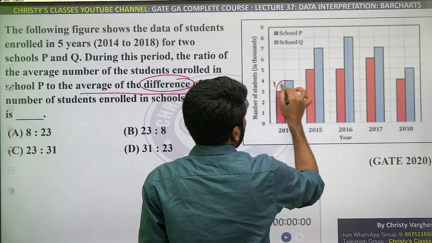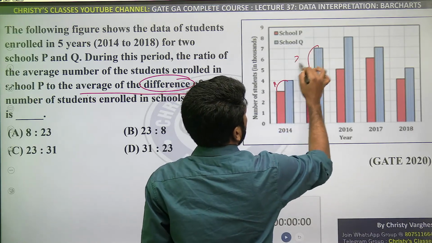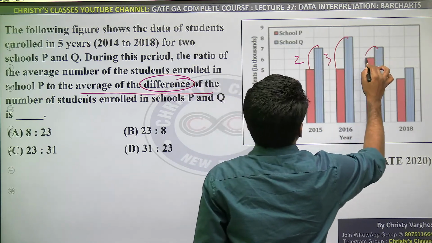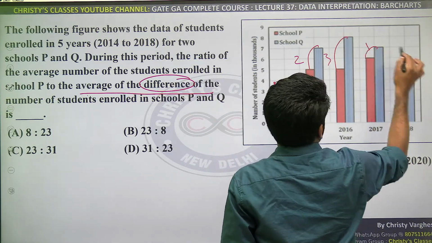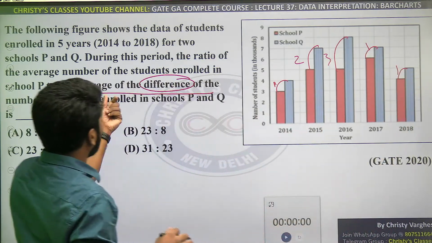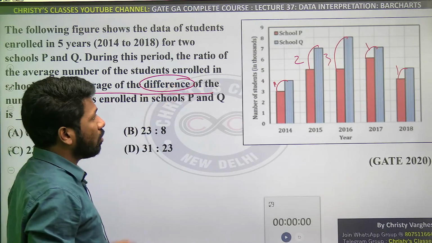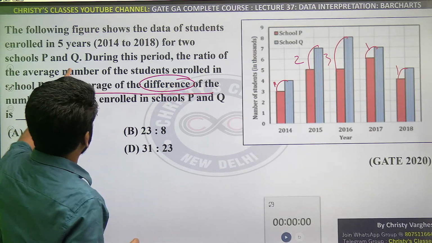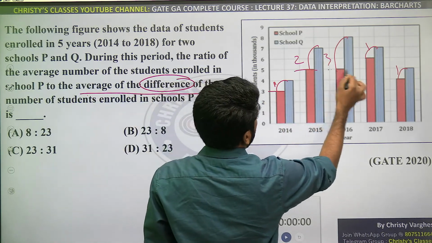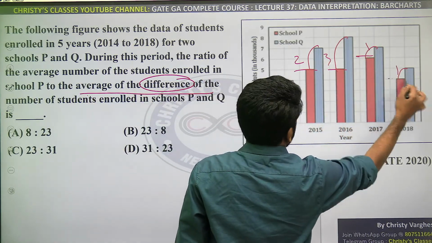4 minus 3, 1. 7 minus 5, 2. 8 minus 5, 3. 7 minus 6, 1. 5 minus 4, 1. That is the average we need. That is the denominator. Numerator will be what? Average of number of students in P. That is 3 plus 5 plus 5 plus 6 plus 4.